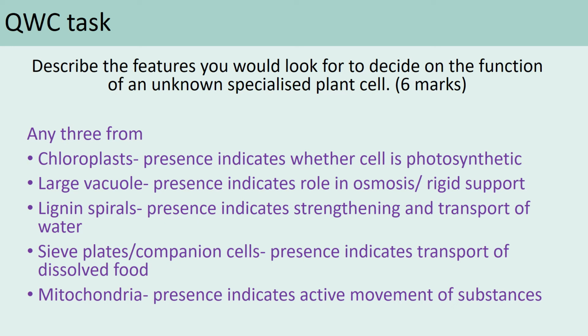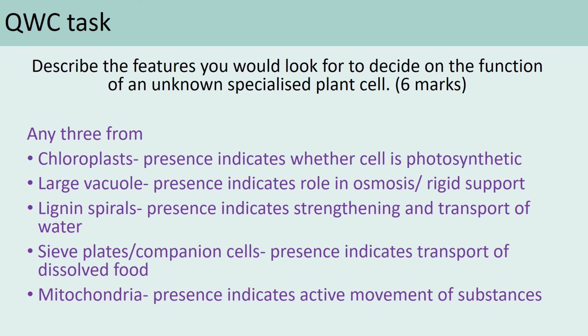So something that you might have looked for were chloroplasts. So if there were lots of chloroplasts in a specialized cell, then it probably means, or it definitely will mean, that it's mostly focusing on photosynthesizing. So that's going to be its main function, is photosynthesis, because it contains lots of chloroplasts.